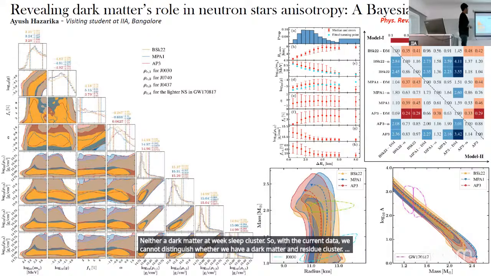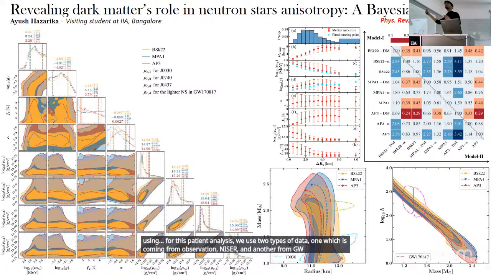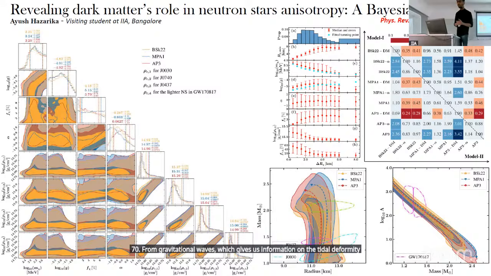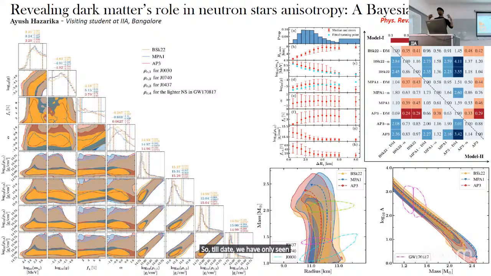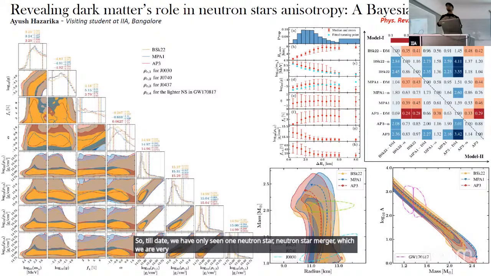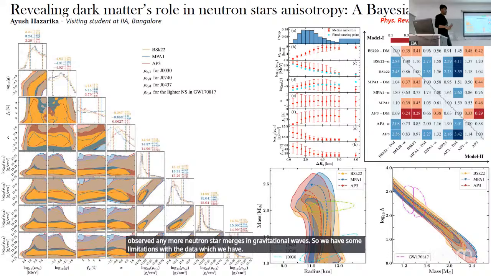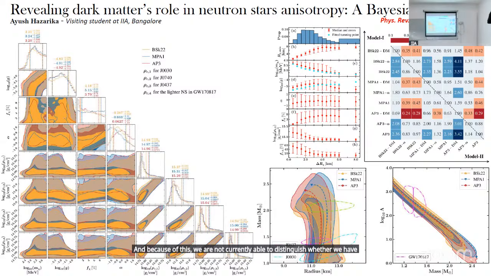And for this Bayesian analysis, we use two types of data. One coming from observation, NICER, and another from GW170817 from gravitational waves, which gives us information on the tidal deformability of such systems. So to date, we have only seen one neutron star merger that we are very sure was a neutron star merger. After that, till now, we have not observed any more neutron star mergers in gravitational waves. So we have some limitations with the data which we have, and because of this, we are not currently able to distinguish whether we have dark matter in neutron stars.